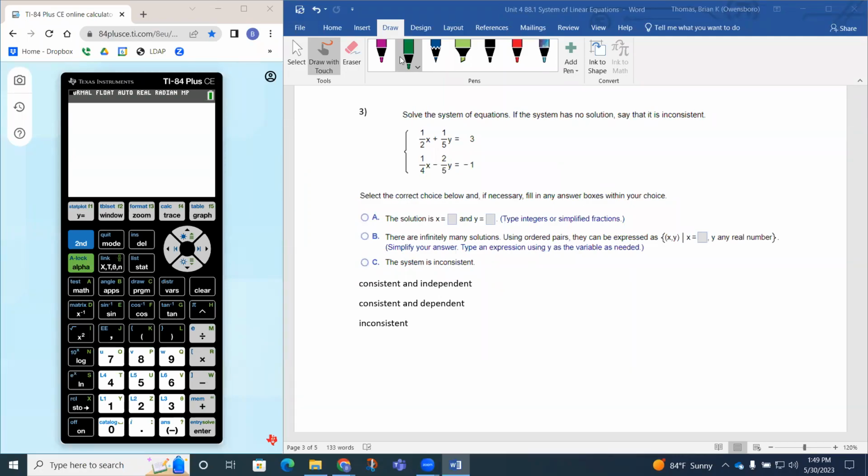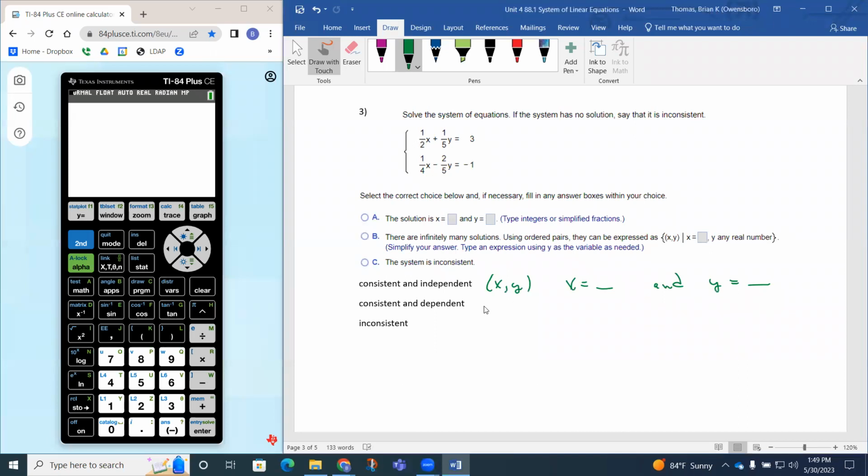So question 3 says solve the system of equations. If the system has no solution, again, say it's inconsistent. As we mentioned, consistent and independent means we're going to have one solution, so we're looking for an ordered pair. We're going to be looking for an x value and a y value. So x is going to equal something and y is going to equal something.